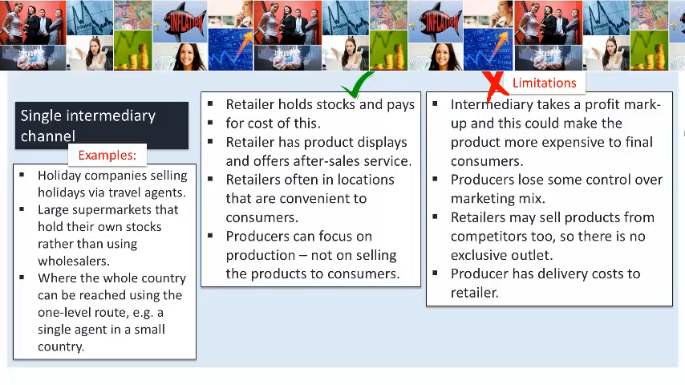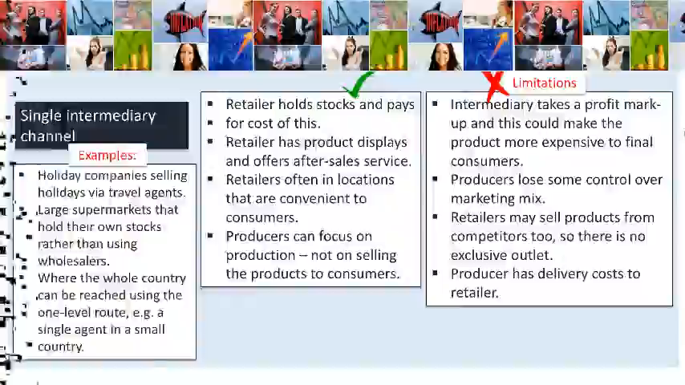Limitations: intermediaries take a profit markup, which makes it more expensive to the final consumer, and if it's more expensive to the final consumer, there's going to be a decrease in demand. The higher the price, the less demand. Producers are going to lose some control over the marketing mix, and retailers may sell products from competitors too, so perhaps there is no exclusive outlet. The producer has delivery costs to the retailers.